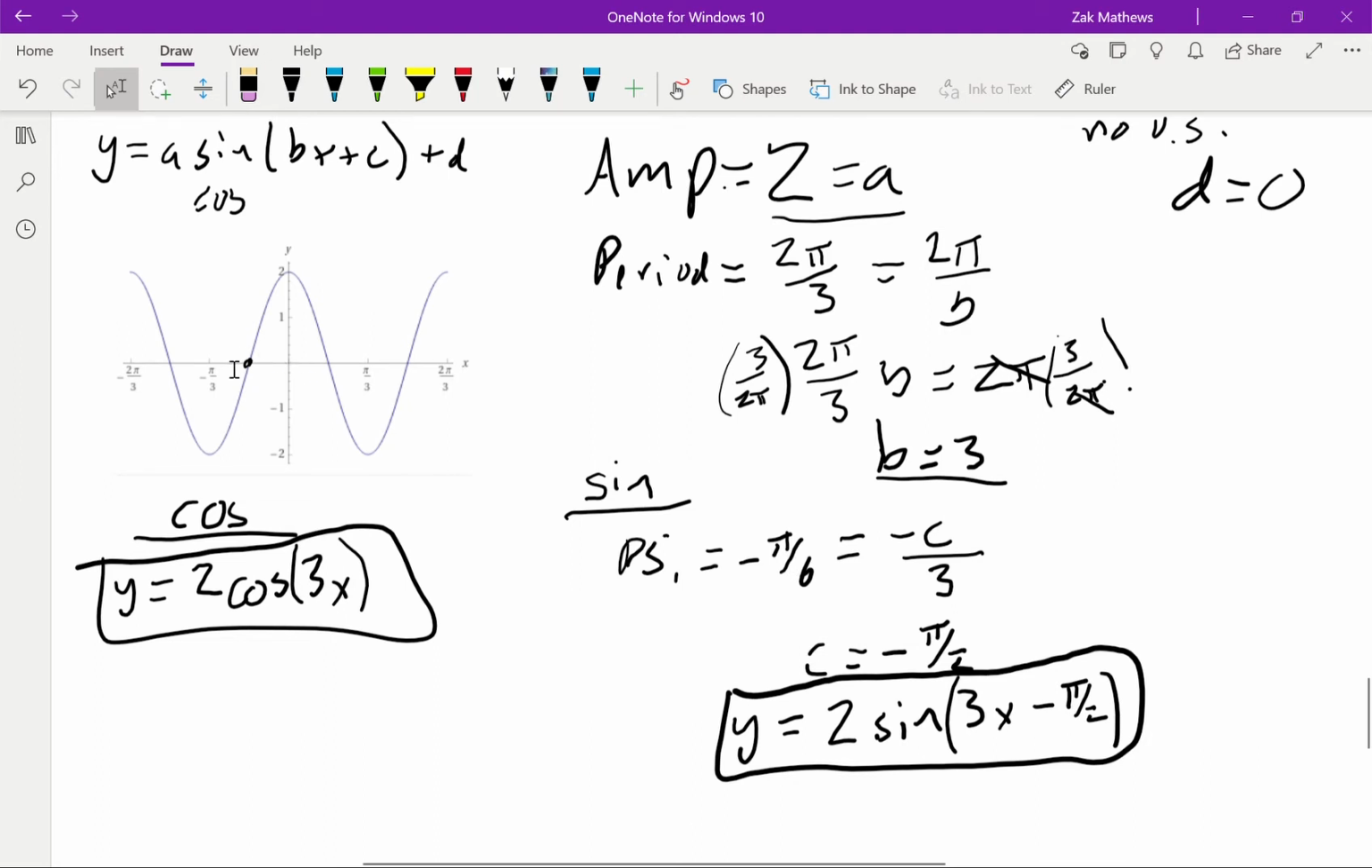I made a simple mistake here. I said we need to be multiplying by a negative 3. It should give us a positive pi over 2. Always do a quick double check, make sure you have it going the right direction. We know if we go to the left, it should be a positive. Going to the right should give us a negative.